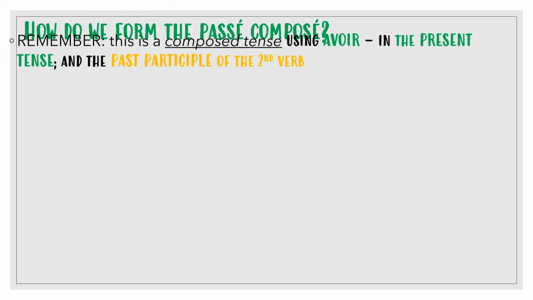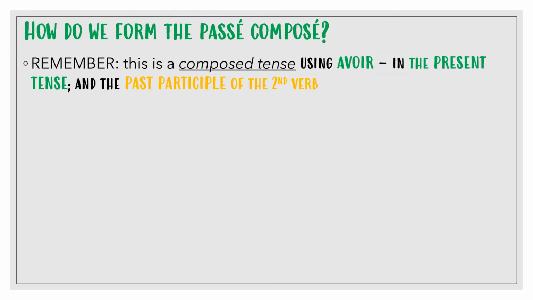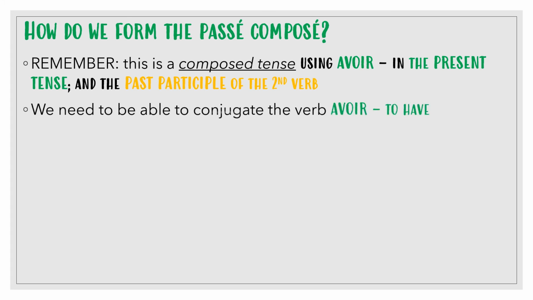Now remember, passé composé, it is a composed tense. Composed, like a composition. It comprises two verbs: the verb avoir in the present tense and the past participle of the second verb. Now, since we'll be conjugating avoir to be able to construct this tense, we all have to be able to conjugate the verb avoir. Makes sense, right? So that's the first thing we need to be able to do, and that is to conjugate the verb avoir correctly. And we'll be looking at that shortly.